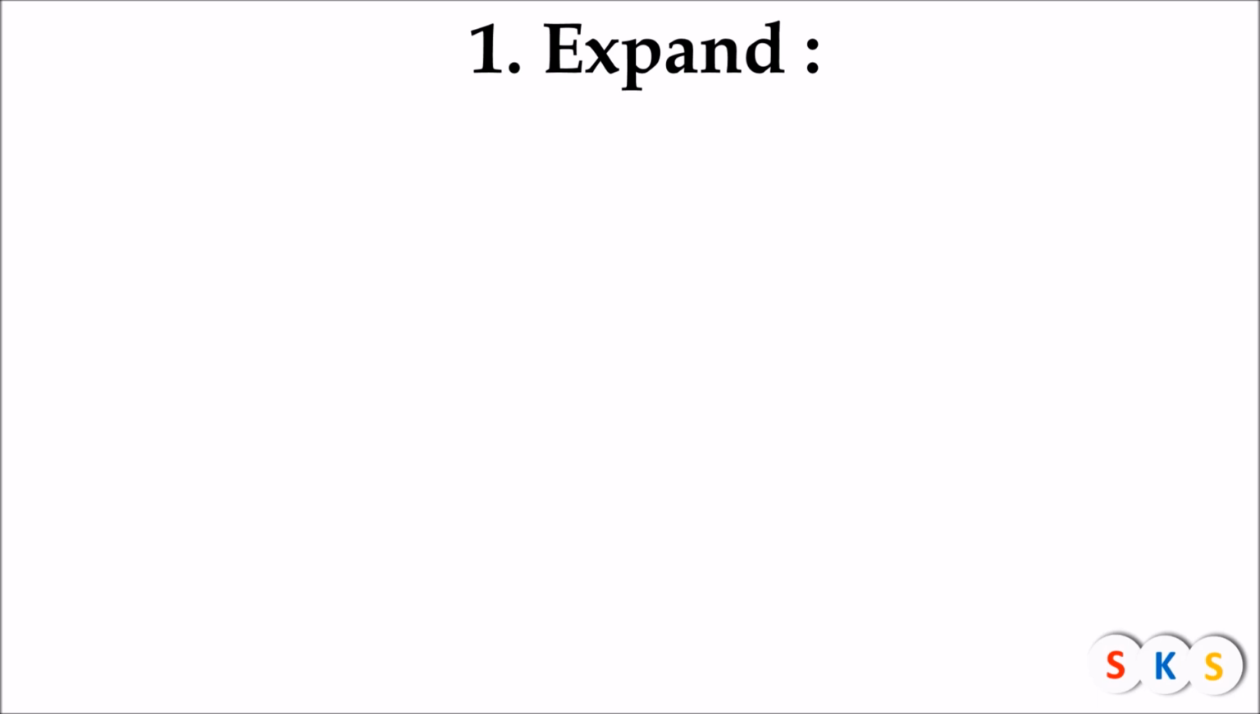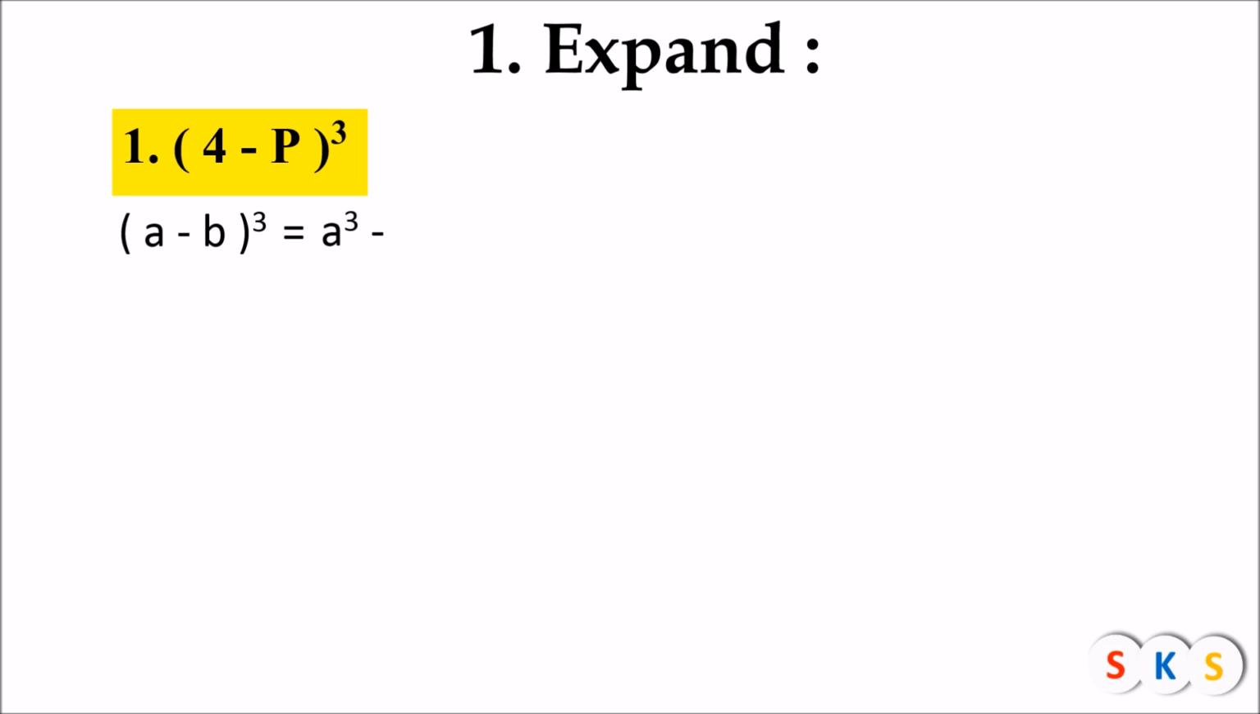Here we have question number 1, expand. In that we have the first question, cube of 4 minus p. This question is in the form of a minus b the whole cube. So we will use a minus b the whole cube equals a cube minus 3a square b plus 3ab square minus b raised to 3. We will use this formula to expand the given question.